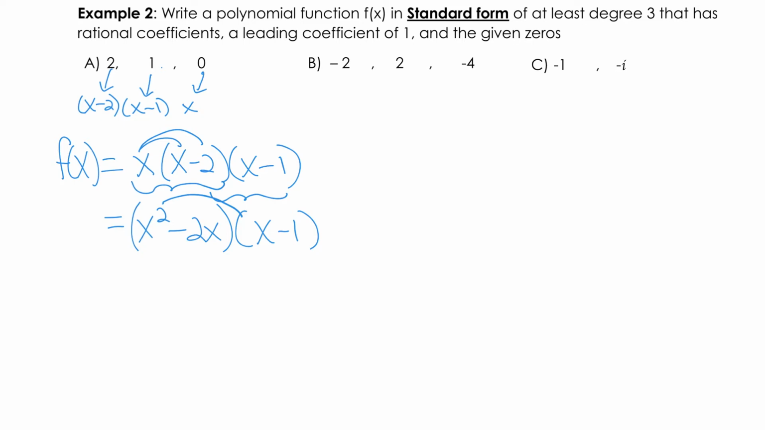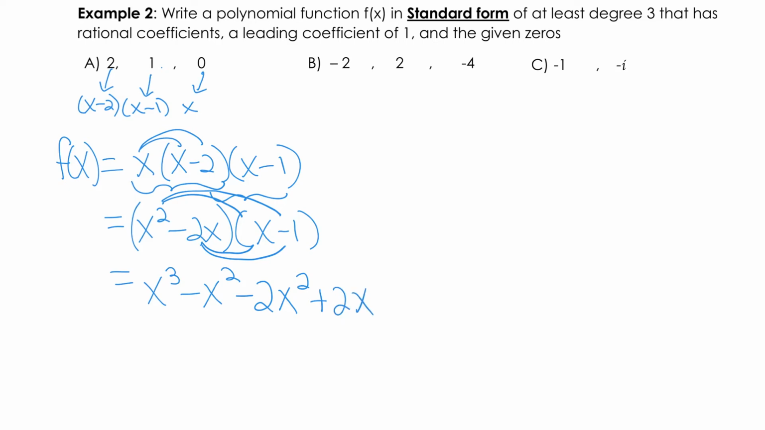X squared times x gives you x to the third power. X squared times a negative 1 gives you a negative 1x squared. Then you would do negative 2x times x, which gives you negative 2x squared. And then you would have negative 2x times a negative 1, which is going to give you positive 2x.